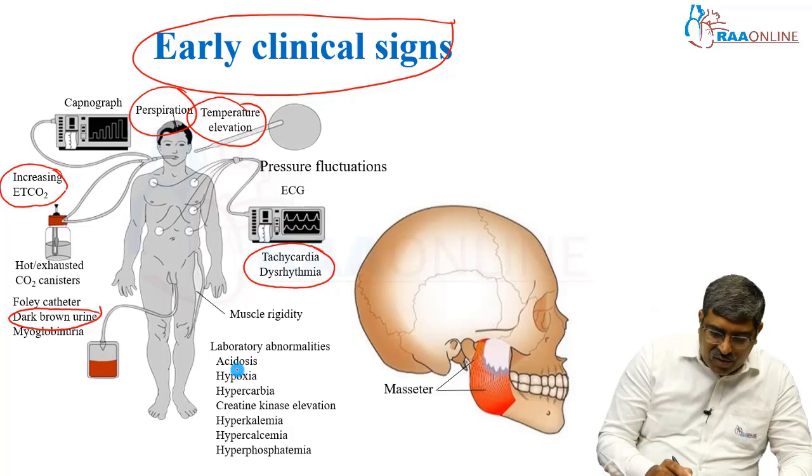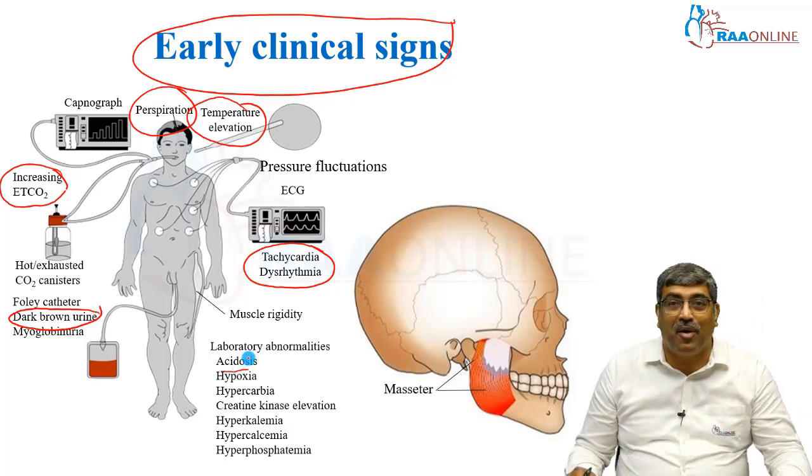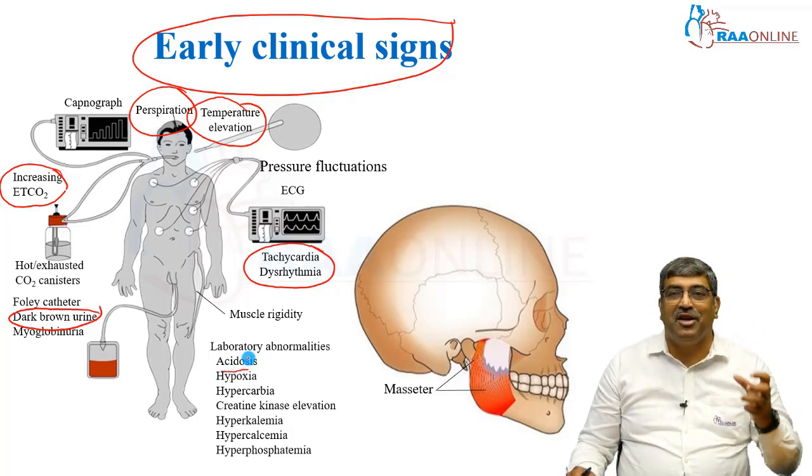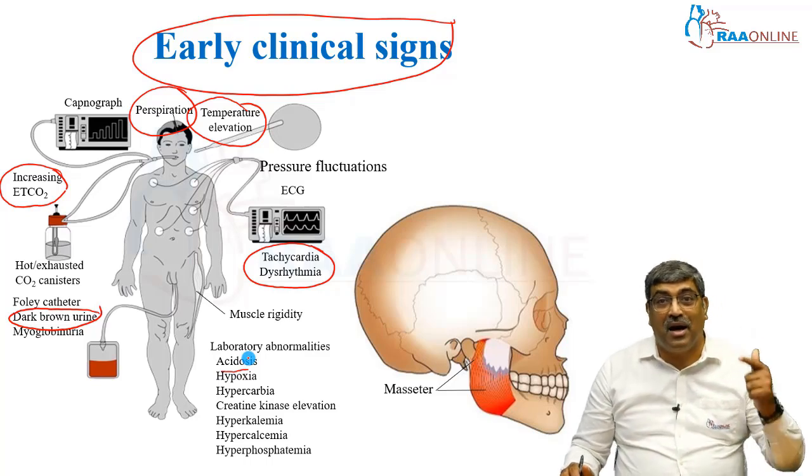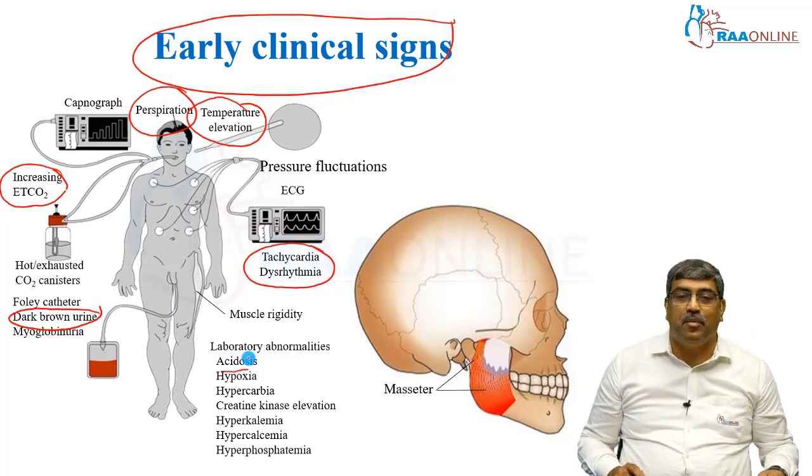Laboratory anomalies include acidosis, hypoxia, hypercarbia, creatine kinase elevation due to muscle rigidity, hyperkalemia, hypercalcemia and hyperphosphatemia.